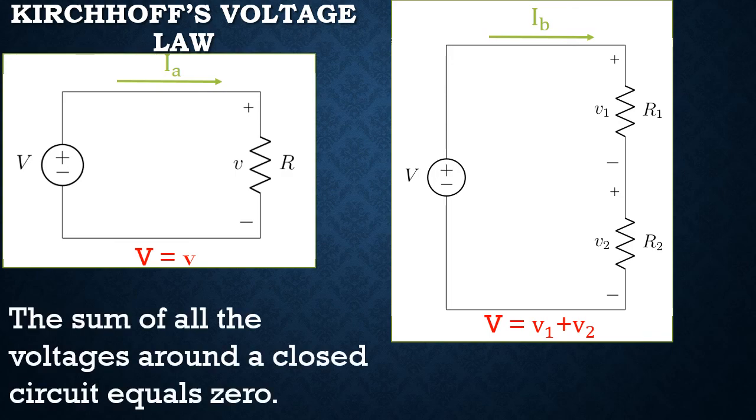In general, according to Kirchhoff's voltage law, the sum of all the voltages around a closed circuit is going to equal 0. The idea being that the amount of energy, the potential energy, has to be the same at a given point, no matter how we reach that point. And this is what leads us to Kirchhoff's voltage law.